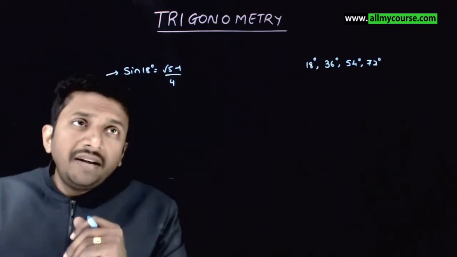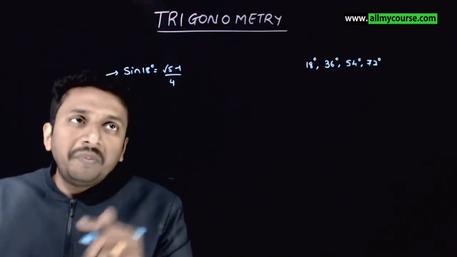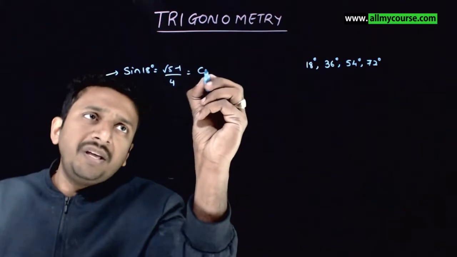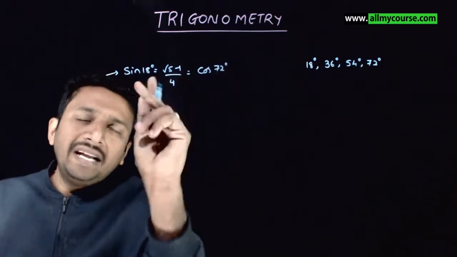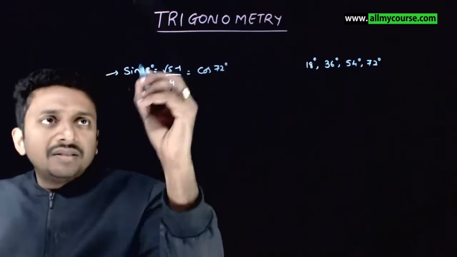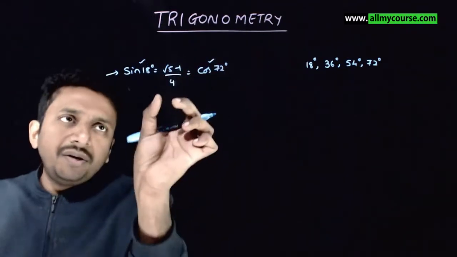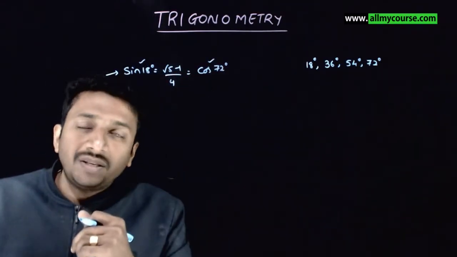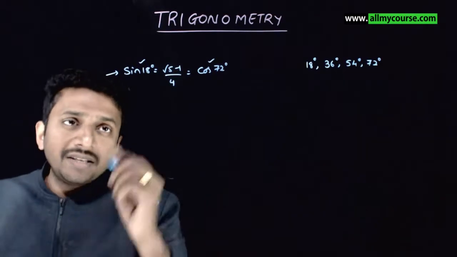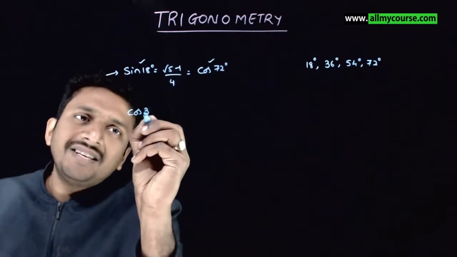So once you have sine 18 degrees, from the theory of complementary angles, this will also be equal to cos of 90 minus 18, 72 degrees. So sine 18 and cos 72 are both equal to root 5 minus 1 by 4. So now let us go for cos of 36 degrees.